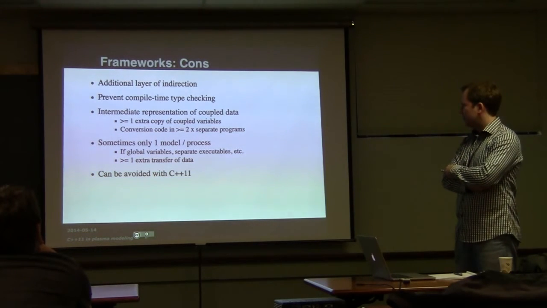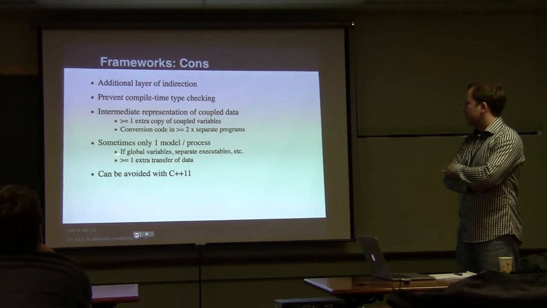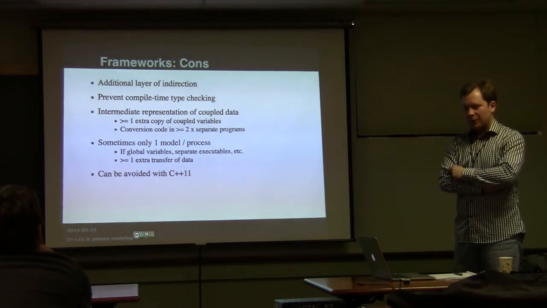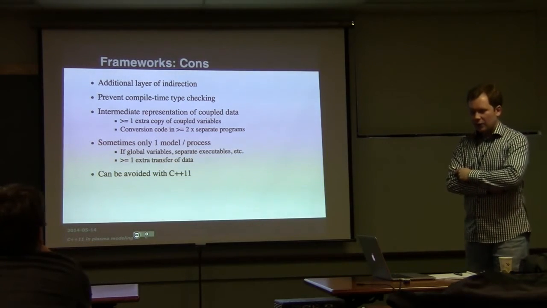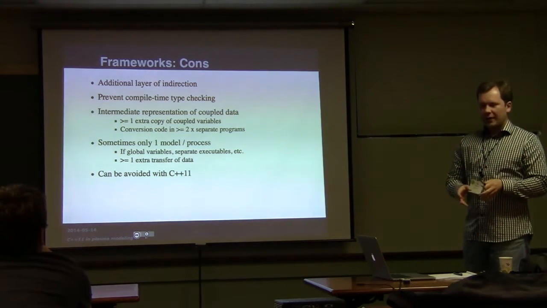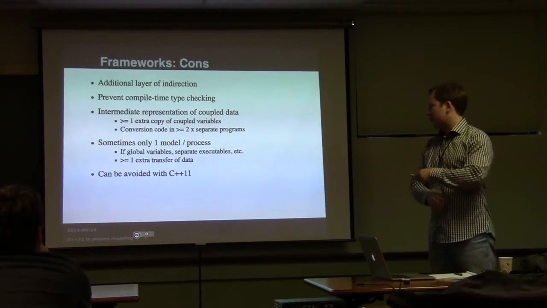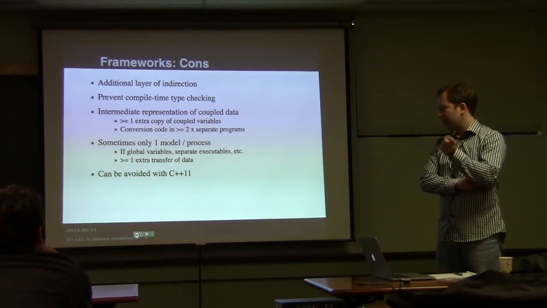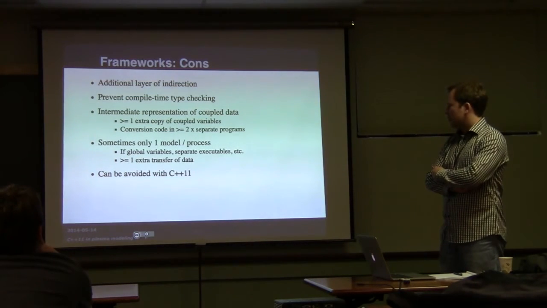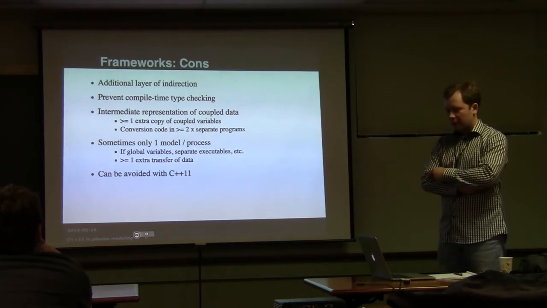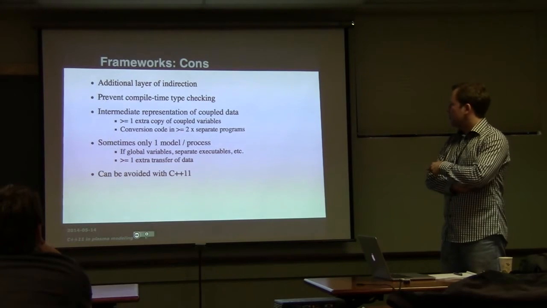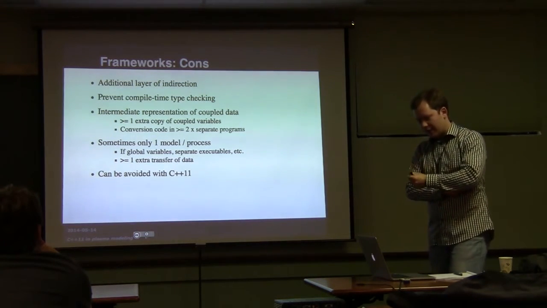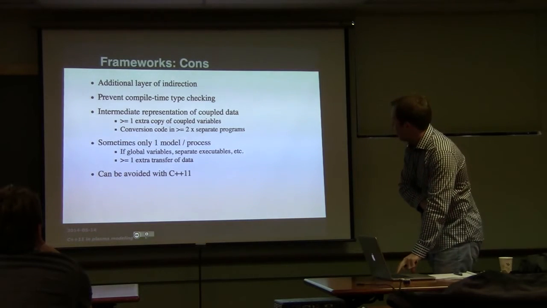place for bugs. And in some cases, for example, if the simulation heavily uses global variables, you can't even have two copies of the same program running in the same process. So then, at least in that case, you need one extra transfer whenever you want to couple two models. And well, I think most of these can be avoided with C++11. So now, let's see.